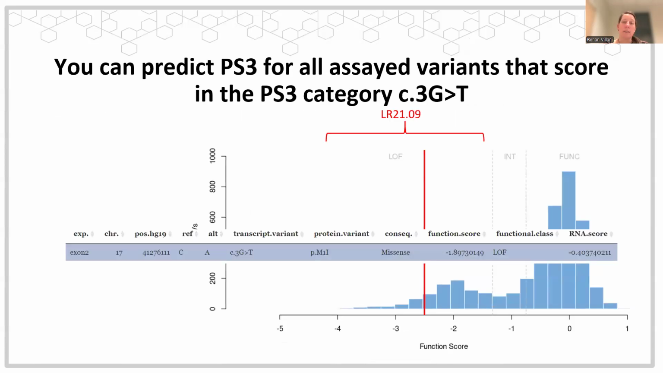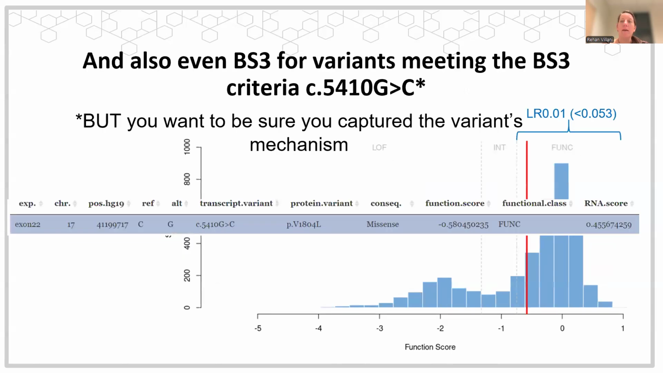You can also predict functional evidence, not just for the pathogenic category, but also for benign categories if you have sufficient predictive power in your assay. So this assay I showed you before, where we calculated the likelihood ratio for the loss of function category. This variant in BRCA1, you can see, has a score of -1.8, is in the loss of function category, and therefore you can apply PS3 evidence.